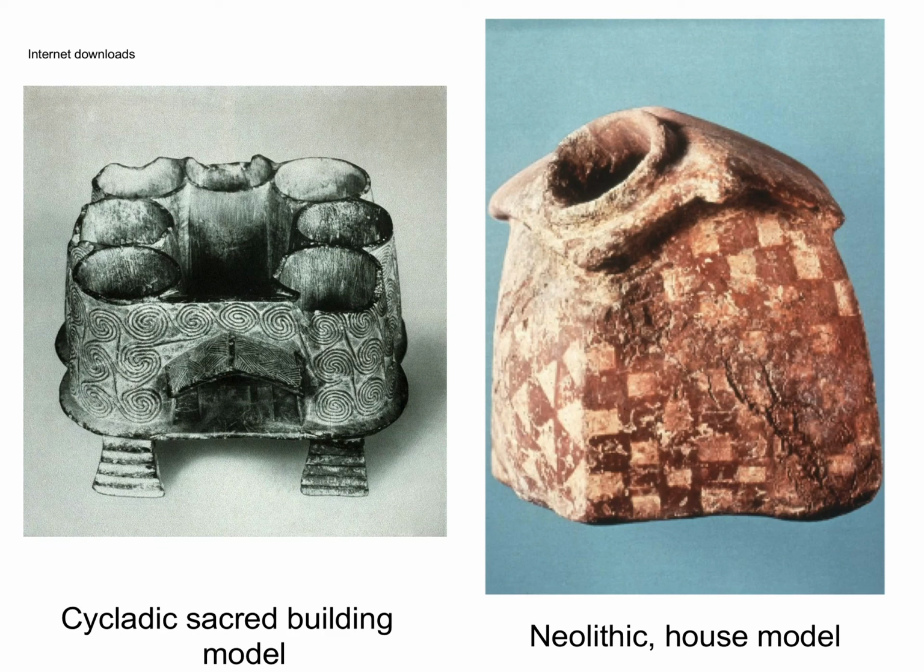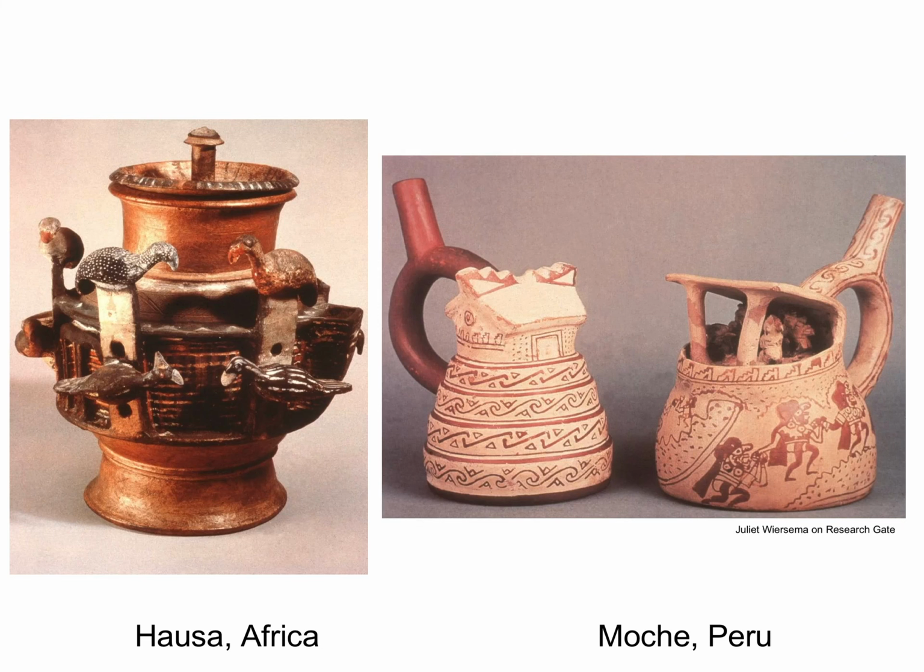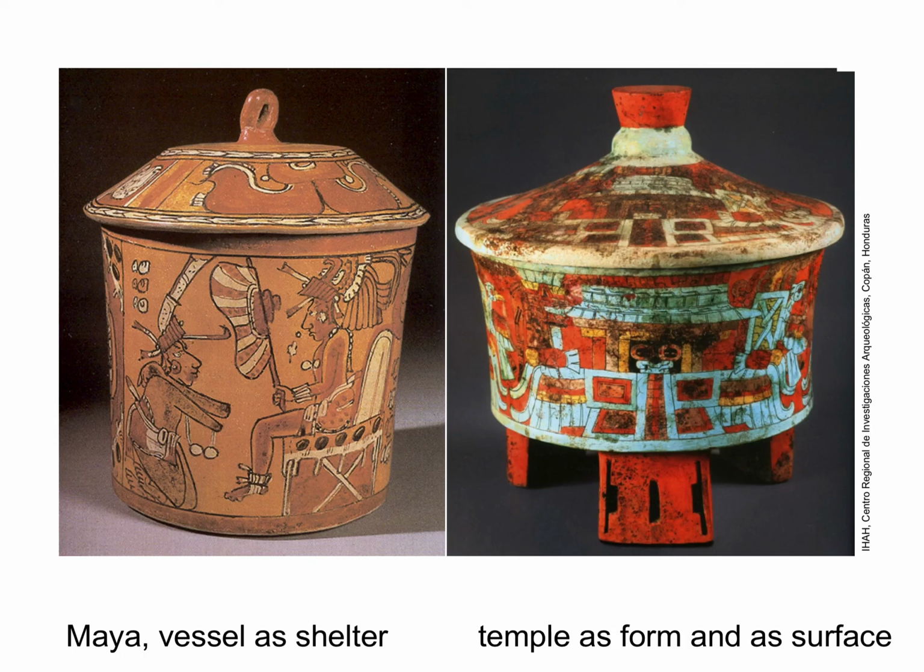One from the Cycladic islands of Greece on the left, and a Neolithic house model from somewhere else. An example from Japan, Nayarit, Mexico, Hausa, Africa, Moche, Peru. Two examples from the Mayan world, from Mexico again. A vessel as a shelter and a temple as form and as surface. So the form of the temple is reflected in the shape of the vessel, and the temple itself is represented graphically on the surface of the object itself.